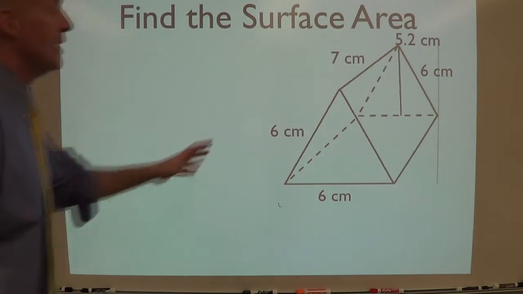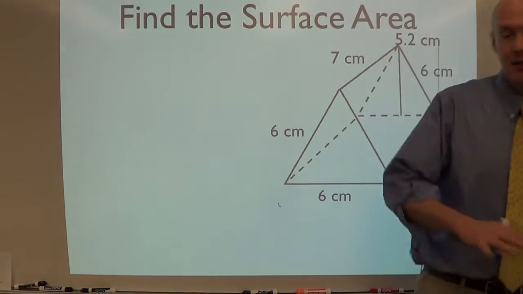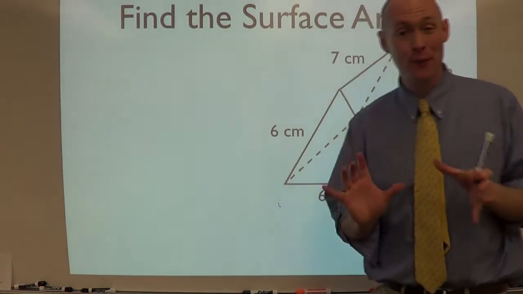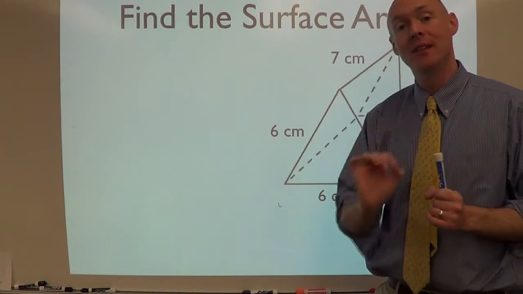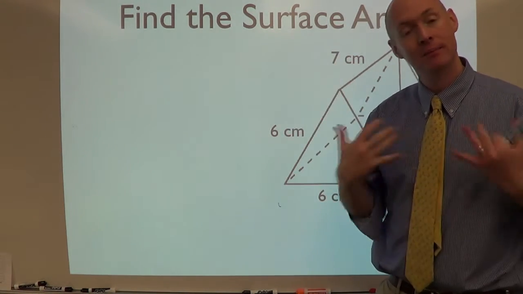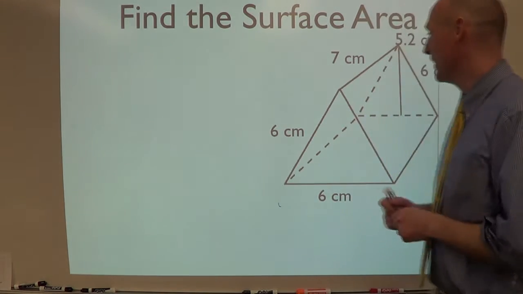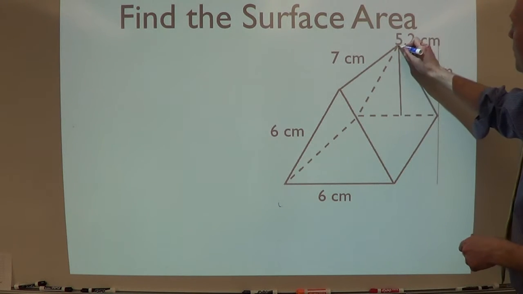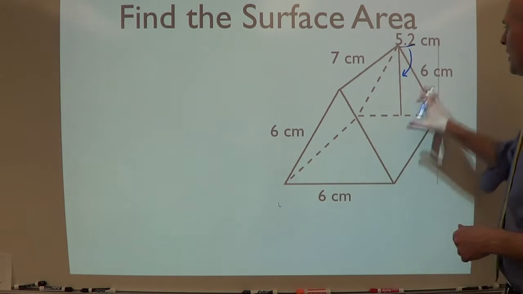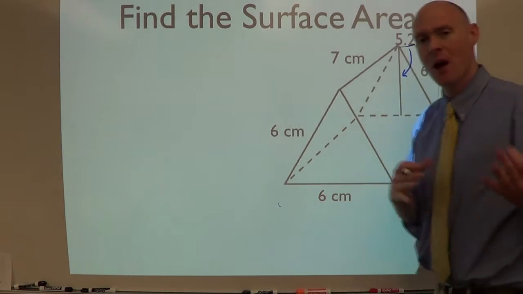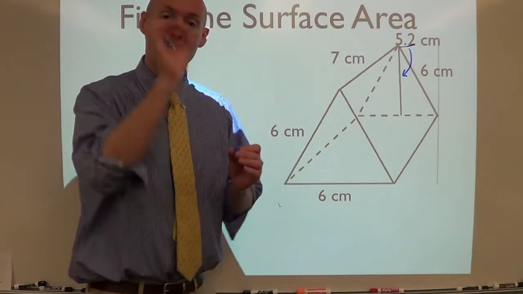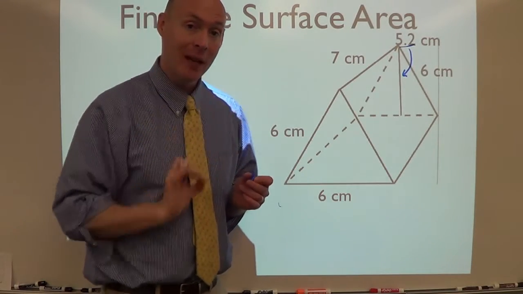Okay, here I have a triangular prism with measurements sort of all over the place. Looking at it, it seems kind of confusing, but if you break down the 5 different shapes, find their area, add them up, boom, it's easy. So let's take a look. So this 5.2 right here, that is going to be the height. Then I have 6, 6, 6, 7, and 5.2. Again, don't be intimidated by all the numbers or the 3-dimensional shape. Just break it down shape by shape. It's a whole lot easier that way.